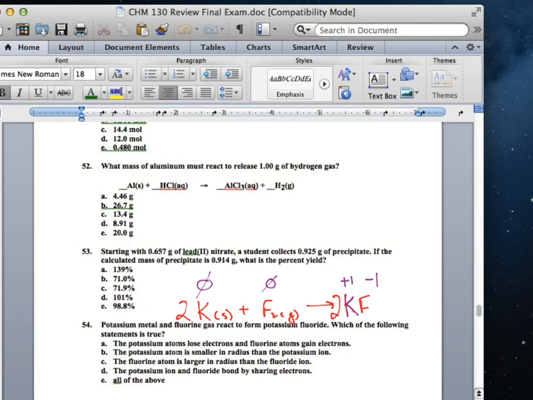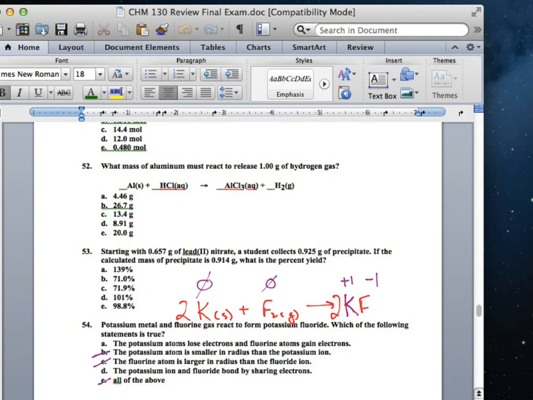Potassium atom is smaller than potassium ion? No, that is not true. The potassium ion is smaller because it lost an electron. It's now down in that 3rd energy level as opposed to the 4th, so it gets smaller. The fluorine atom is larger in radius than the fluoride ion. What happened to the fluorine atom? It gained an electron, which means it should be getting bigger. What does this say? The opposite of that, which means not true. With all of that, I would also then eliminate the all of the above.